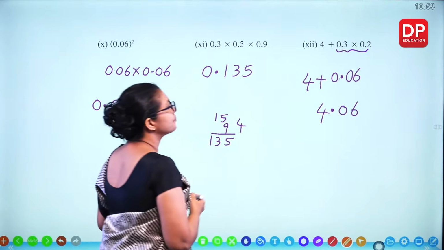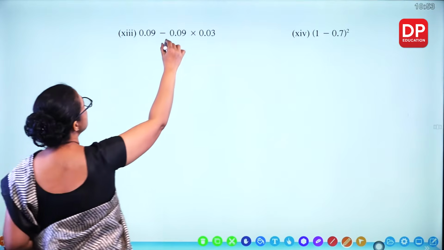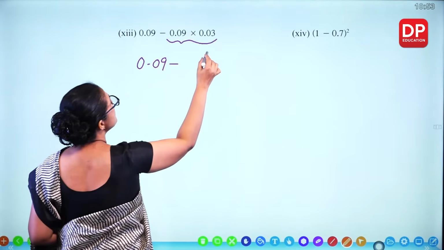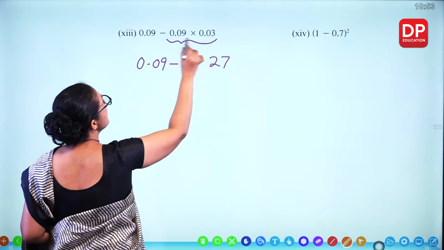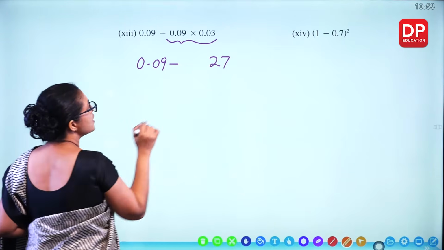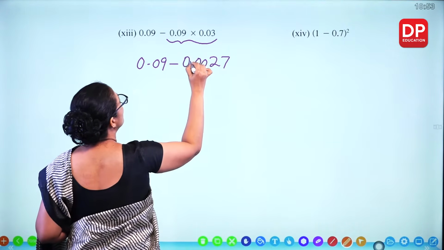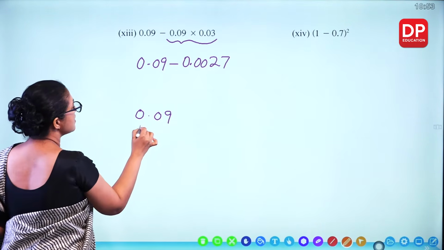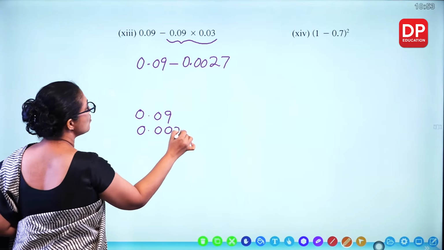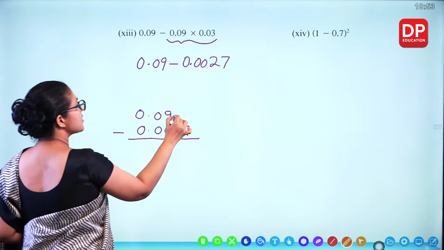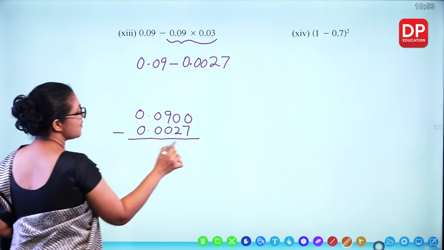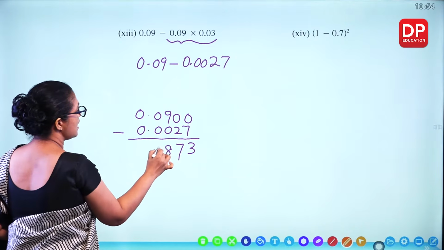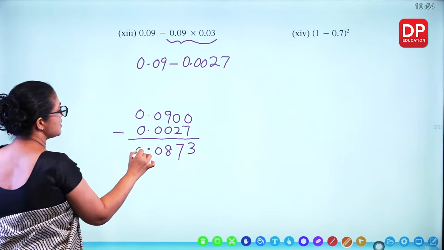4.06. This one, according to BODMAS, multiplication first. 0.09 minus 9 times 3, 27. 4 places you have to keep after the decimal point. 1, 2, 3, 4. Now we'll subtract these two. 0.09 subtract 0027. When you subtract, what do you get? 10 minus 7, 3. 9 minus 2, 7. Here you get 8.